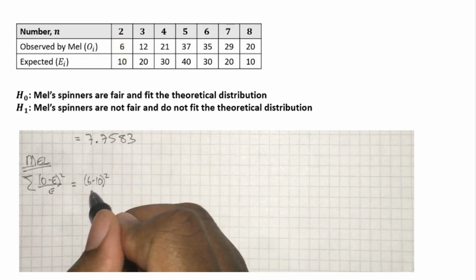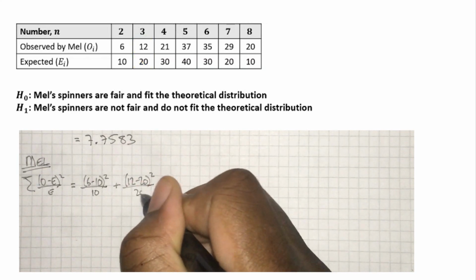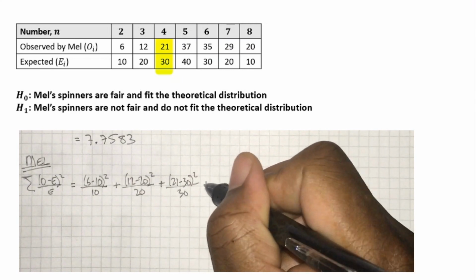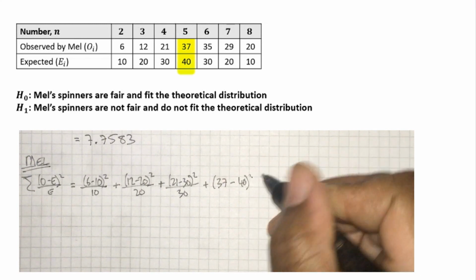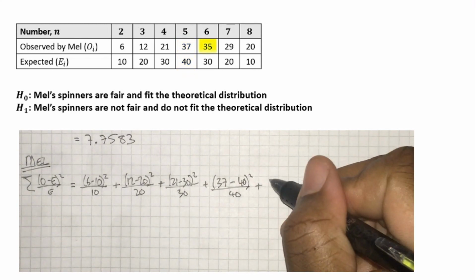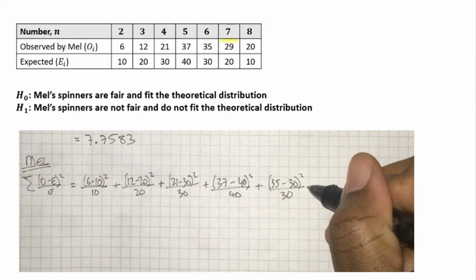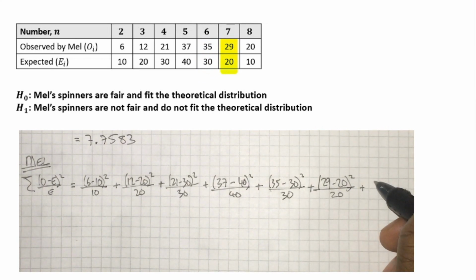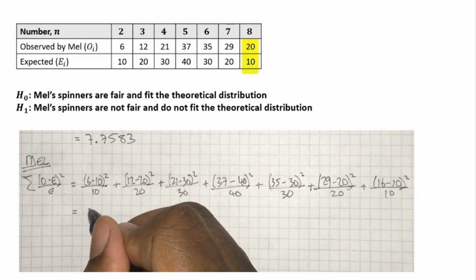So just like before, 6 minus 10 all squared over 10. The difference between 12 and 20, we're going to square that and write it over 20. 21 minus 30, square it, and it's over 30. 37 and 40, that difference, we need to square it, and we're going to write it over 40. The gap between 35 and 30, we'll square that and write it over 30. 29, subtract 20, let's square that. What is that as a proportion of 20? And the gap between 20 and 10, we're going to square that and write that over 10.